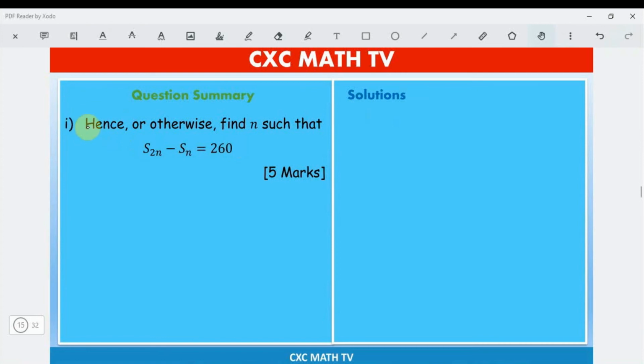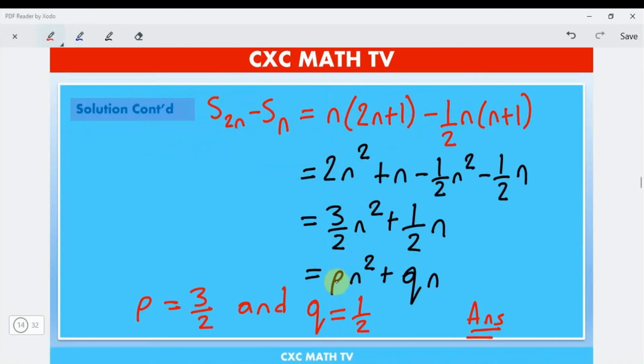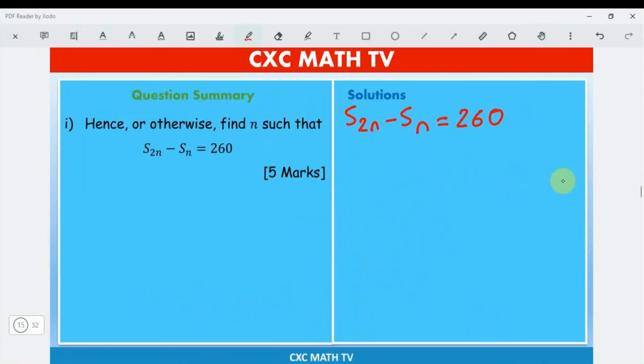Alright, now the next part of the question says, hence or otherwise find n such that S2n minus Sn is 260. Nice. So we need to solve S2n minus Sn equal 260. In other words, S2n minus Sn, we just found that that is this expression right here, right? So that is now 3 over 2 n squared, well, it was a plus actually, plus a half n, and this is equal to 260. And we need to solve this equation for n.